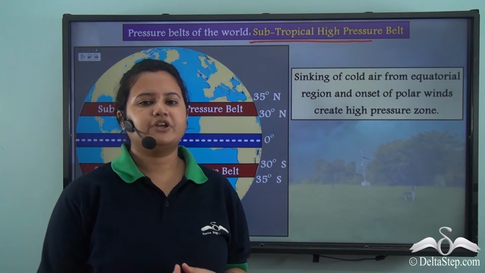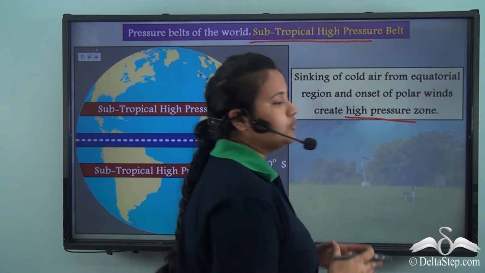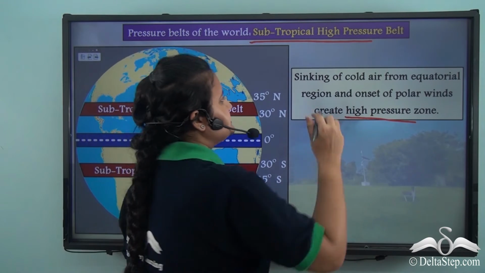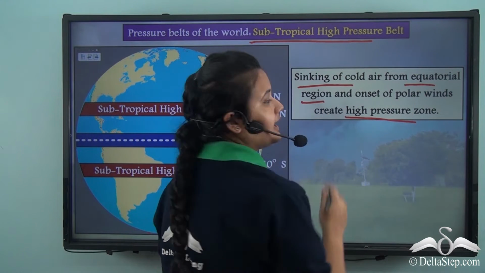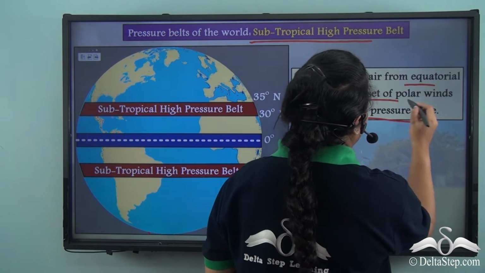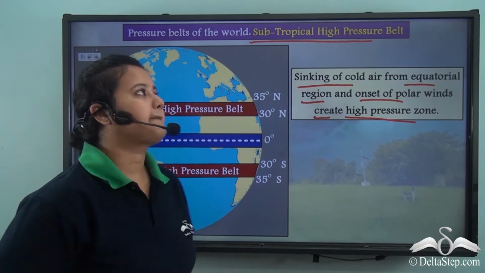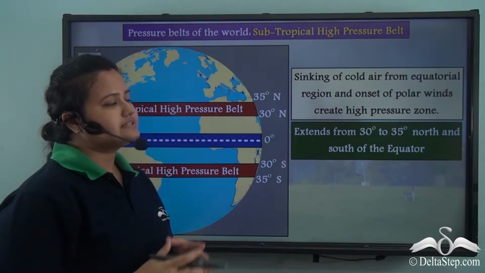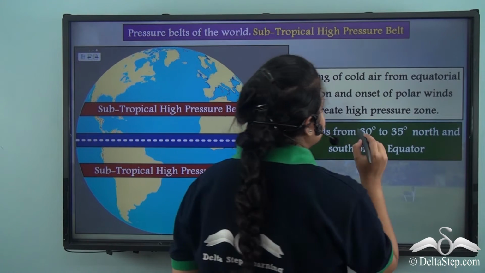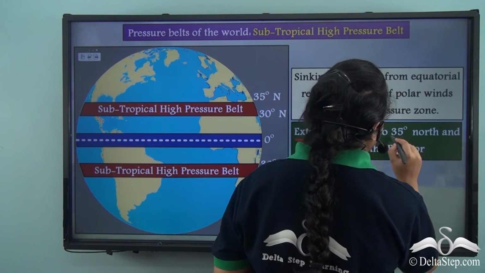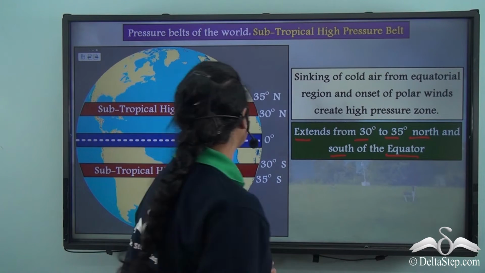Subtropical high pressure belt is a high pressure zone which is created due to sinking of cold air from the equatorial region and the onset of polar winds from the polar region. Subtropical high pressure belt extends from 30 degree to 35 degree north and south of the equator.